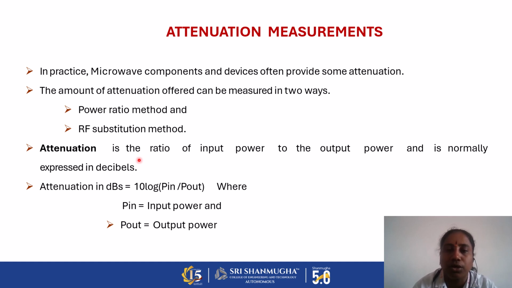Here we are going to control the entire power level of the microwave system. This is the main function of attenuation. The equation is defined as attenuation in terms of dB, which is equal to 10 log input power by output power. So this is the general formula for calculating the attenuation value for the corresponding methods. The two important methods are the power ratio method and the RF substitution method. And in the next slide, I'm going to discuss the general block diagram for both methods.